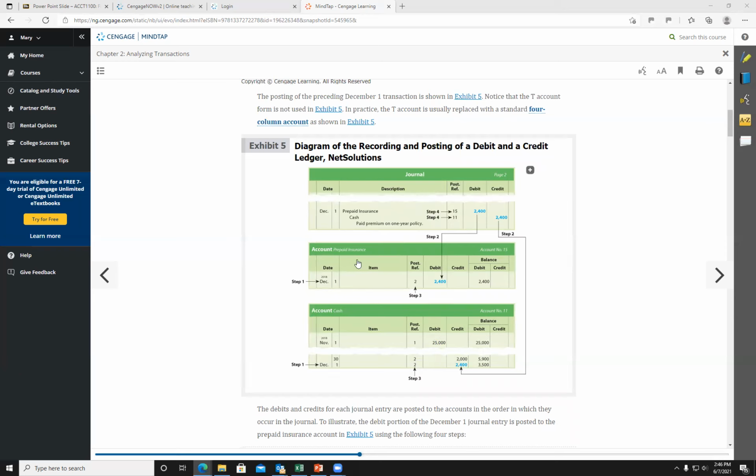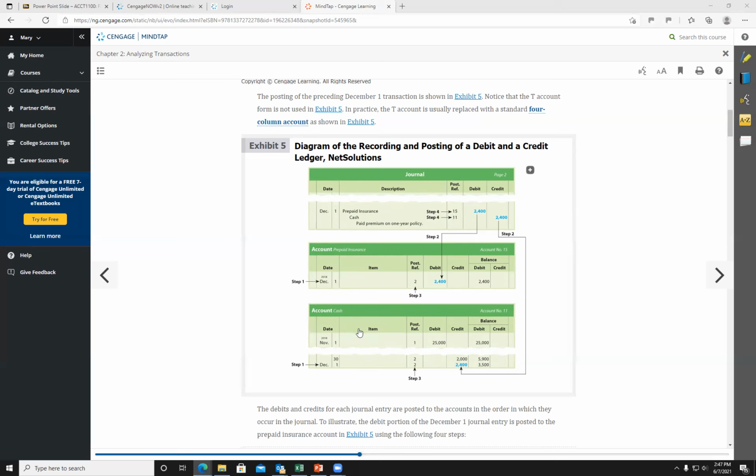So you have your prepaid insurance account, and then you have your cash account. I told you earlier that depending on if there was a previous balance or not, once you post that journal entry to the account, it's going to change the balance of that account. So December 1st was the first transaction to the prepaid insurance account. So it now has a debit balance of $2,400 because there's no other previous entries and no other previous balance.